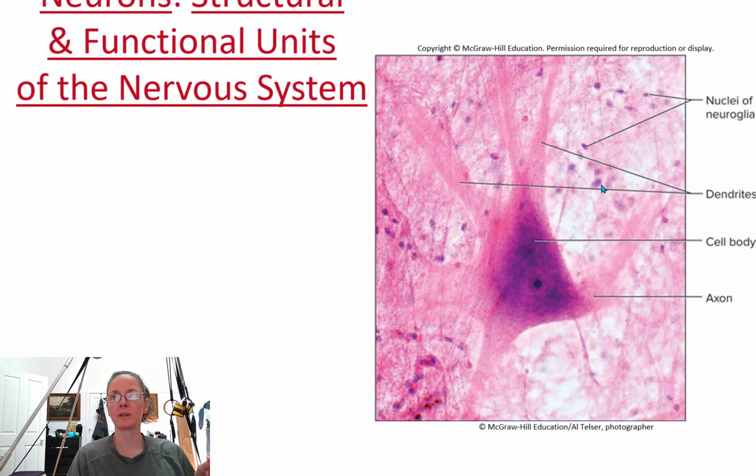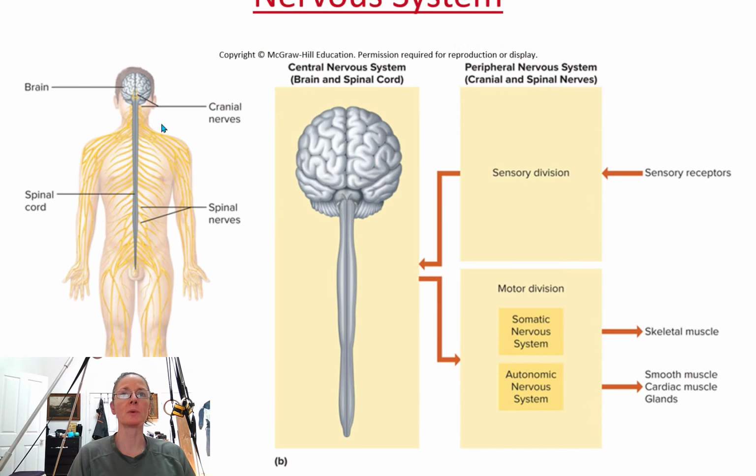But now let's break the nervous system down into its two major divisions, and then we can look at some of the subdivisions. So here we have the two major divisions, the central nervous system, which is here in gray. That is the brain and the spinal cord. And that is the central nervous system. This is going to be the area that's going to integrate information and then decide what to do with it. Then we have the peripheral nervous system. And the peripheral nervous system is everything outside of the central nervous system.